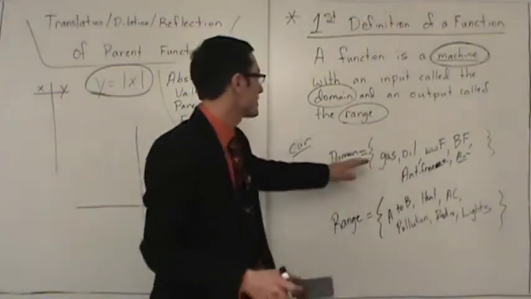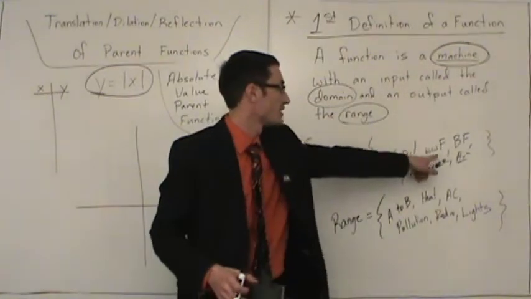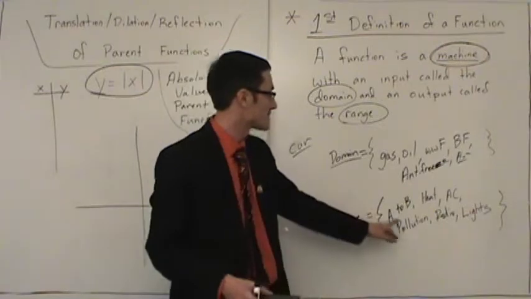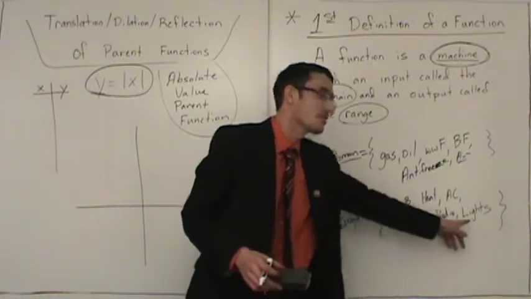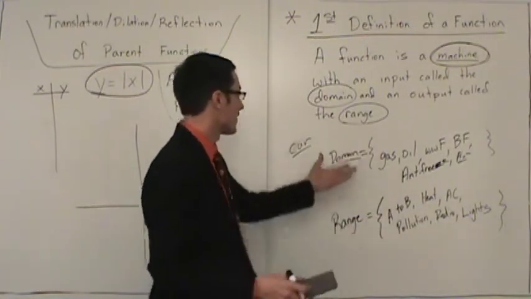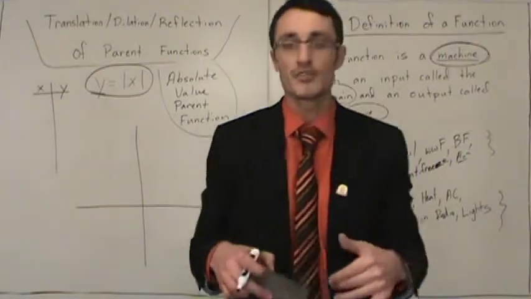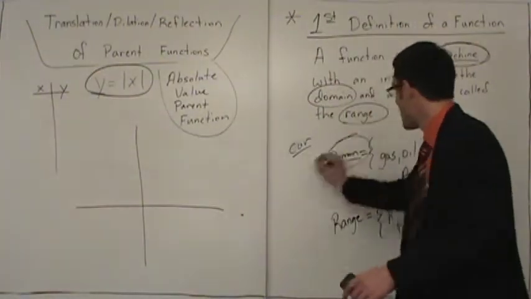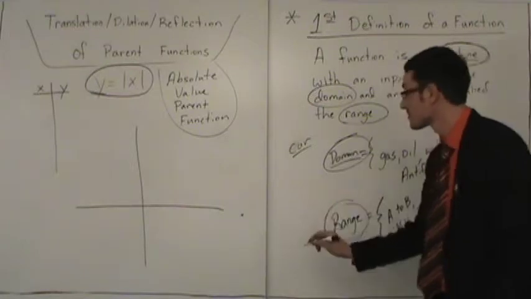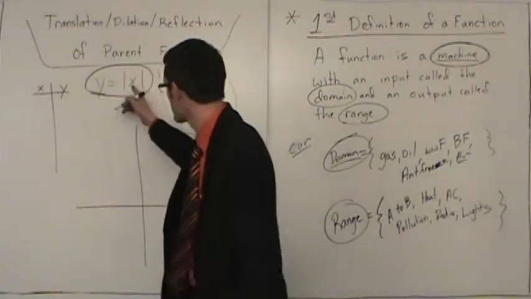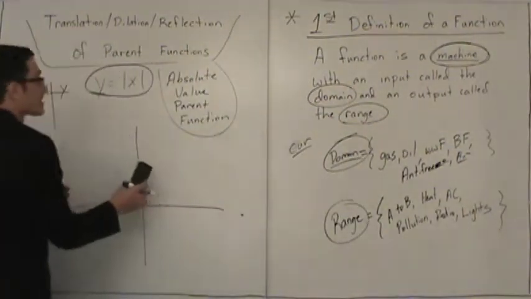So the domain is what goes into the car: gas, oil, windshield wiper fluid, and the range would be what comes out: heat, AC, pollution, radio, lights. So hopefully you get the concept that functions have an input called the domain, and an output called the range. This function is a machine, and we're going to be looking at this in terms of a machine.